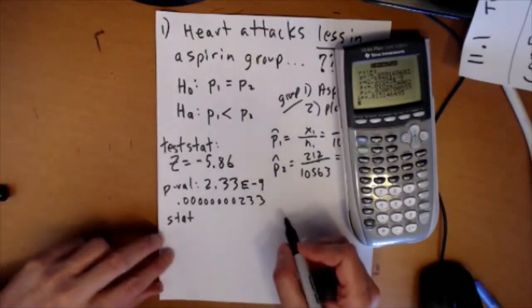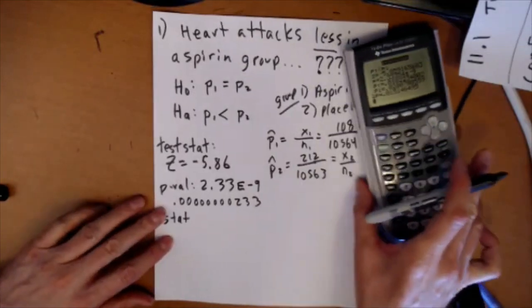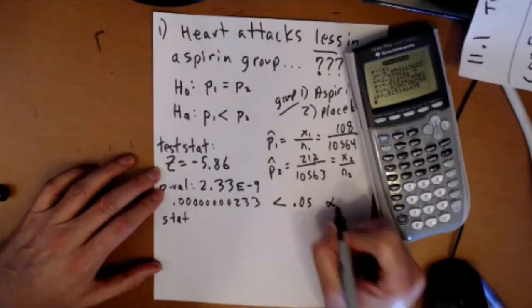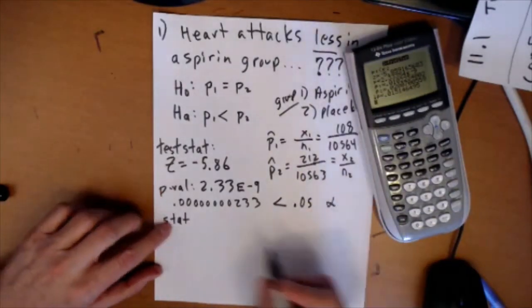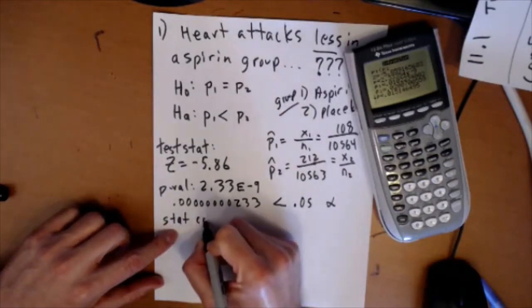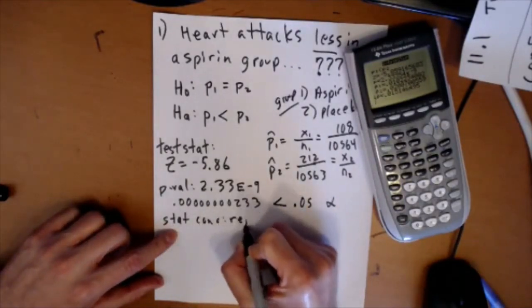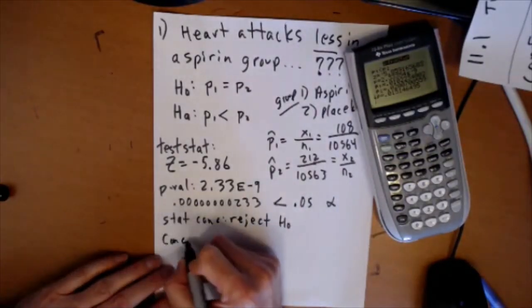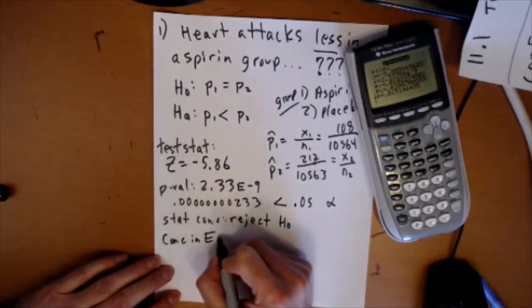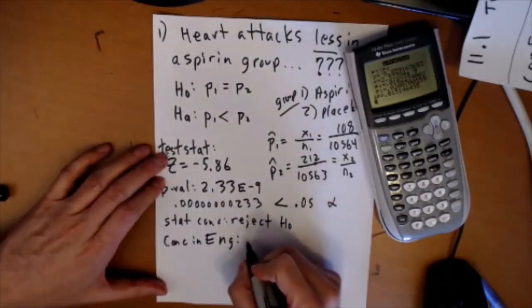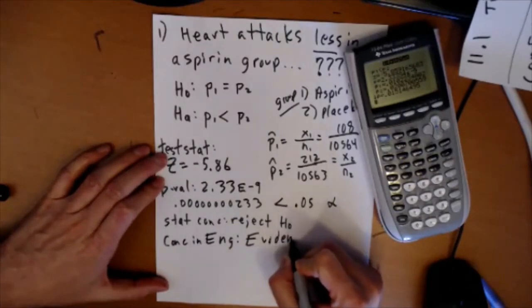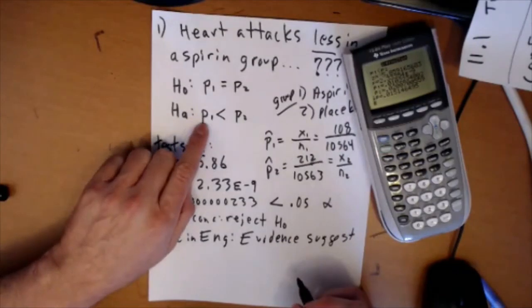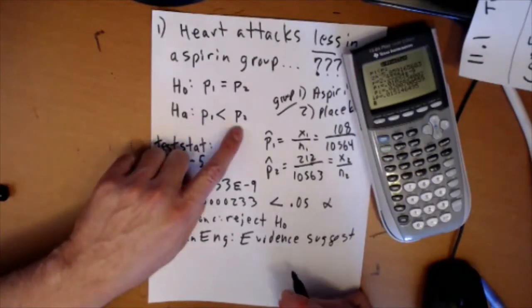How does our p-val compare to our alpha? It says significance level is 5%. So isn't that less than our 0.05, which is our alpha? So if our p-val is less than our alpha, that means we would reject the null. And then our conclusion in plain English, so if we reject the H0, then evidence suggests that the proportion in group 1 is less than the proportion in group 2.